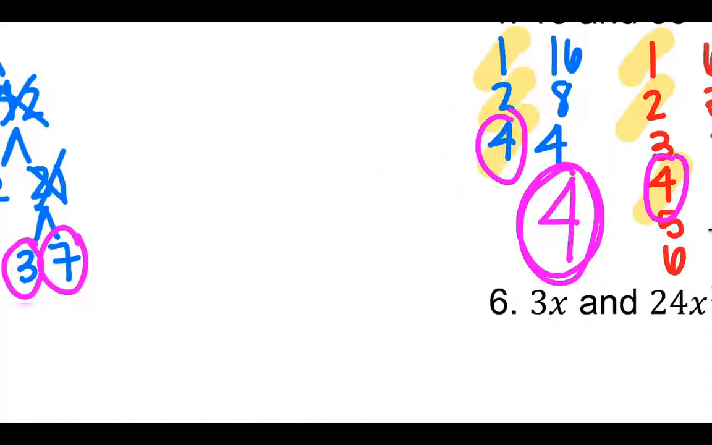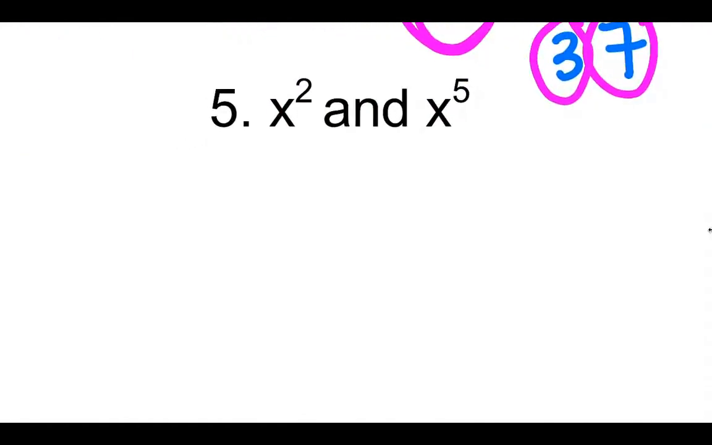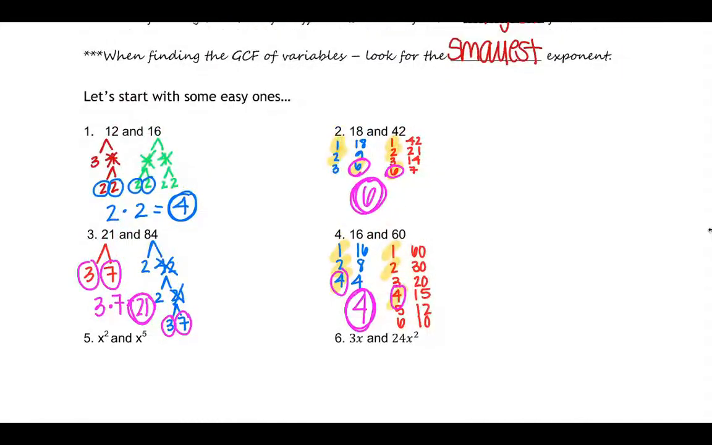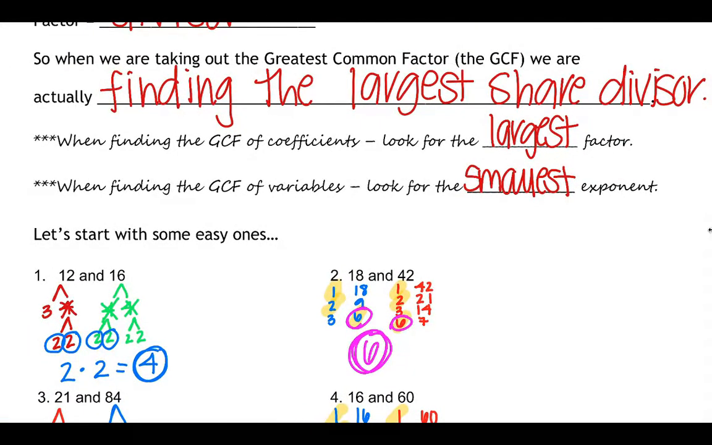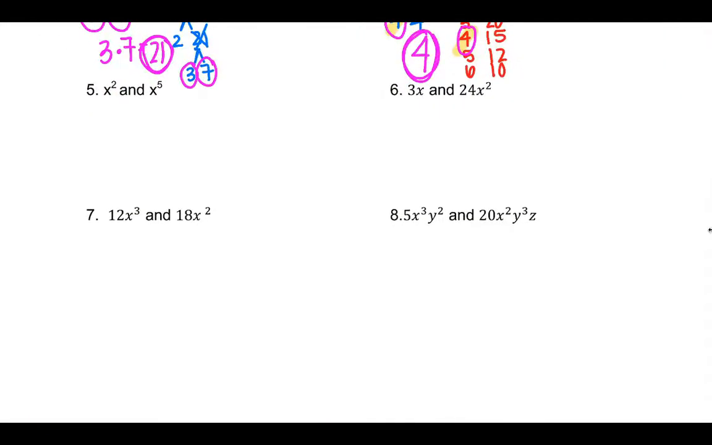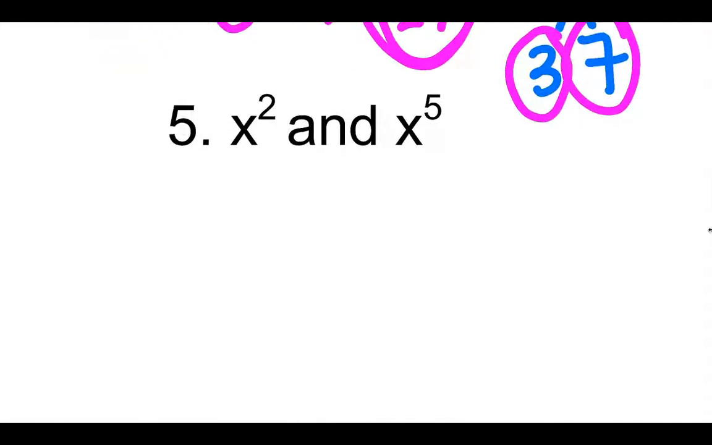Let's look at number 5 next, which is now I've got x squared and x to the 5th, so no numbers at all. So if I go back up here where I said when finding the GCF of coefficients, you look for the largest factor, but when finding the GCF for variables, you look for the smallest exponent. So if I'm looking here, I've got x squared and x to the 5th.